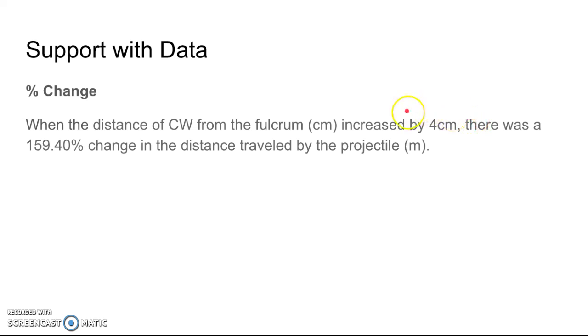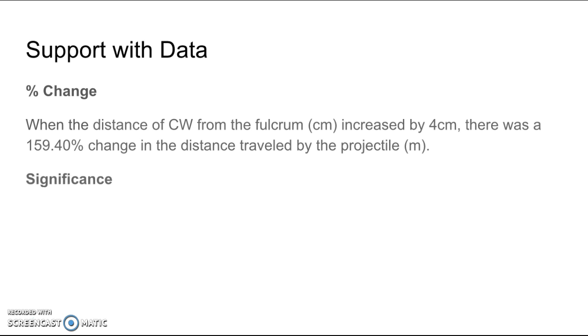Right, so from 2.5 to 6.5 centimeters, that's a 4 centimeter difference. So over the course of the whole experiment, I increased my IV by 4 centimeters total. So I would say when the distance from the fulcrum increased by 4 centimeters, there was a 159.4% change in the distance traveled by the projectile. Right, that's my last percent change. And that tells me overall throughout the whole experiment what was the last change.